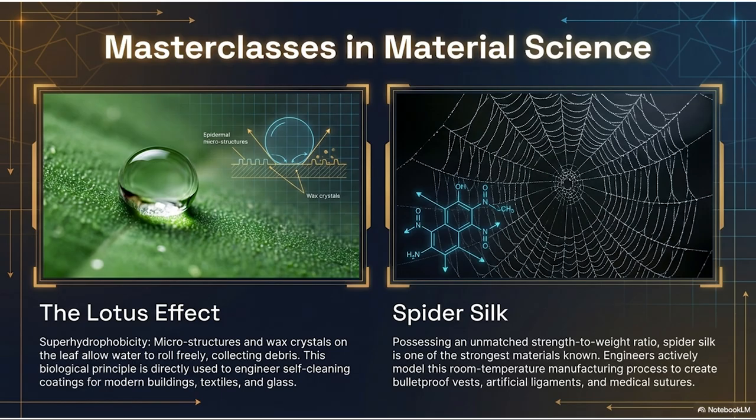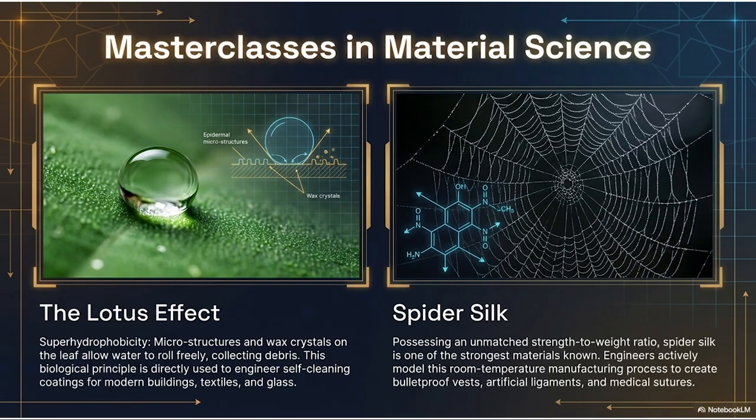Engineers are actively trying to map the molecular process of spider silk synthesis, aren't they? If we can unlock how to manufacture high-tensile materials at room temperature using natural proteins, we could drastically reduce the energy footprint of global manufacturing. We really could. And that profound realization that we still have so much to learn about efficiency and sustainability from the natural world brings us to the perfect conclusion of our deep dive today.